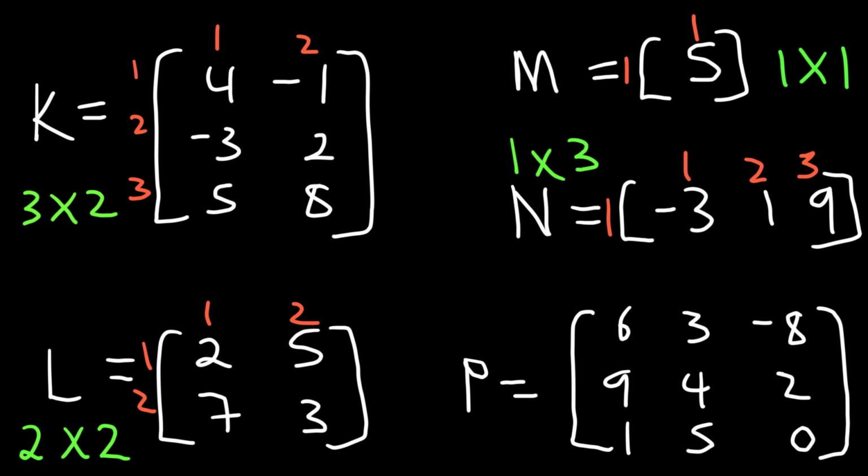And lastly, let's look at matrix P. The number of rows are 1, 2, 3, and then the number of columns are 1, 2, 3. So since matrix P has equal number of rows and columns, it's a square matrix, and its order will be 3 by 3.